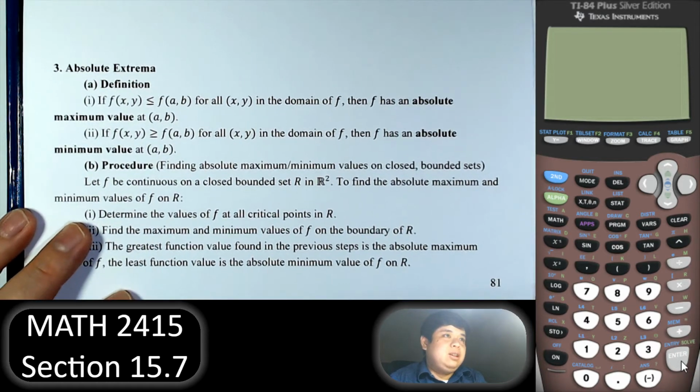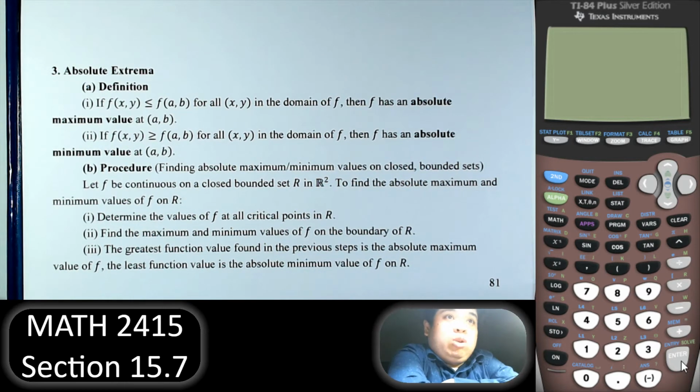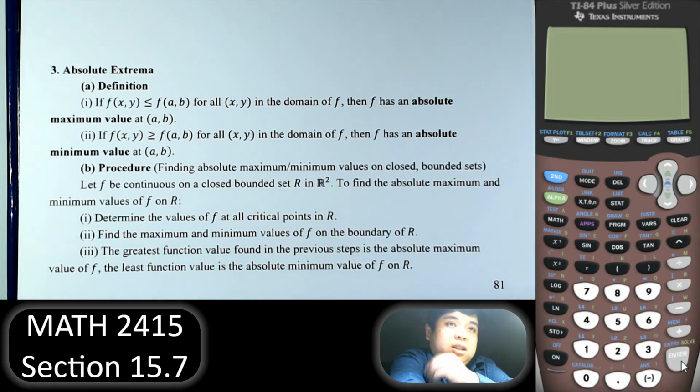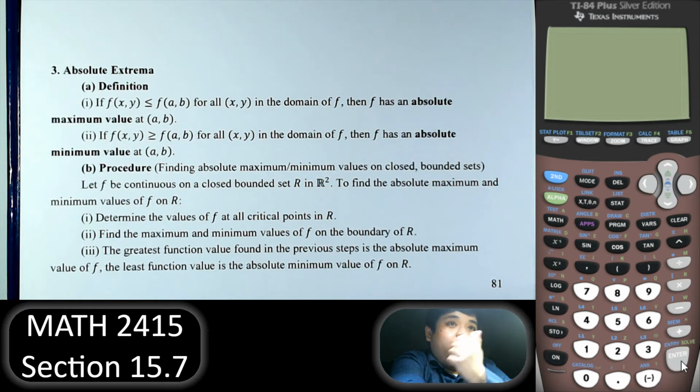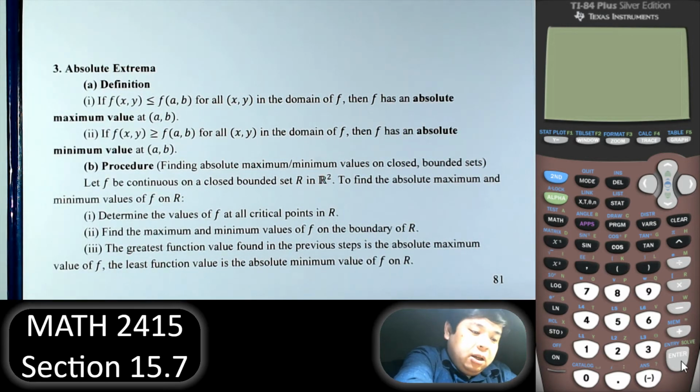Now, this is where I take more time. We talked about local max and min. Up to this point, what do we do? Partial derivatives to find critical points, right? We solve for critical points, and that we do. After that, we do the second derivative test. Now we go to number 3. Absolute max or min.